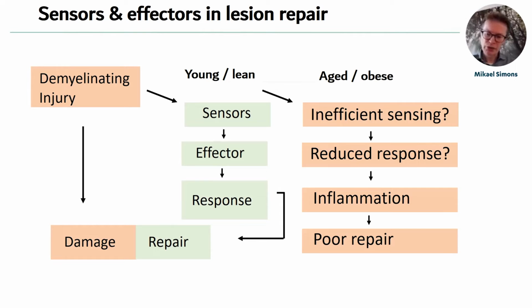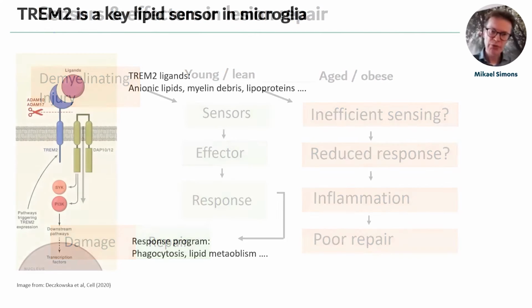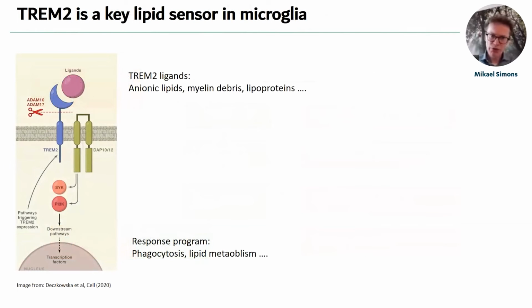Now, to begin to address this question, we looked at different sensors, and one that we identified was TREM2. TREM2 is a key lipid sensor in microglia, so it's a well-studied molecule because it's implicated in Alzheimer's disease. And it's a ligand for anionic lipids, and we and others have shown that it also interacts with myelin debris, and it can interact with lipoproteins like ApoE.